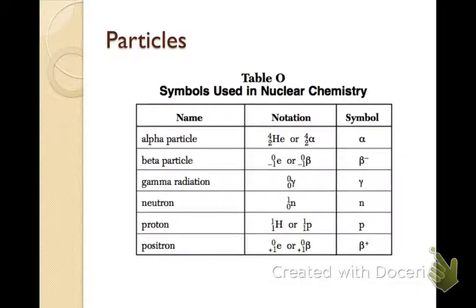Here are the particles that are on Table O. We have a whole bunch of different particles here. You're used to the ones closer down to the bottom, the neutrons and the protons. But here we're introducing alpha, beta, gamma, and then positron particles as well.